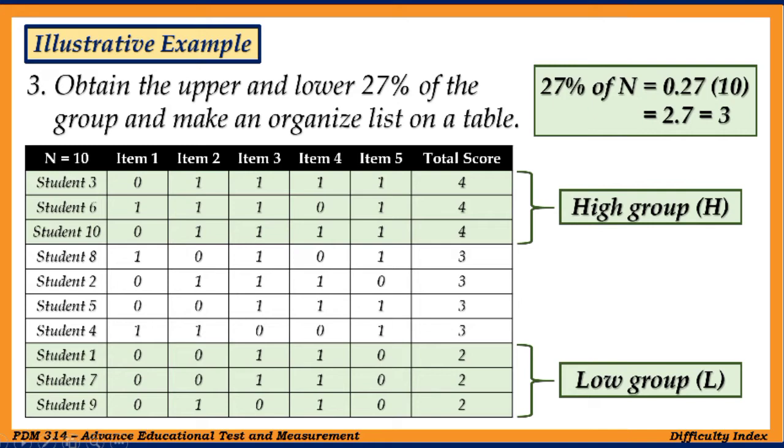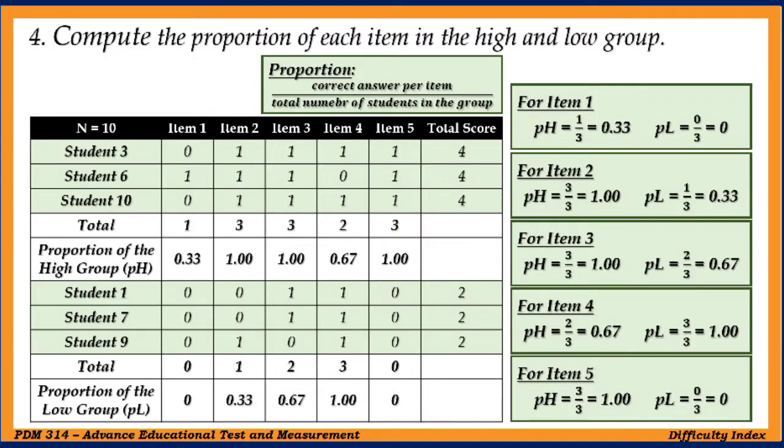0.27 times 10 is equal to 2.7, and rounded to the nearest whole number, which is 3. So therefore, each of the groups consists of 3 students. Thus, students 3, 6, and 10 belong to the high group, while students 1, 7, and 9 are in the low group. Fourth step is to compute the proportion of each item in the high and low group.